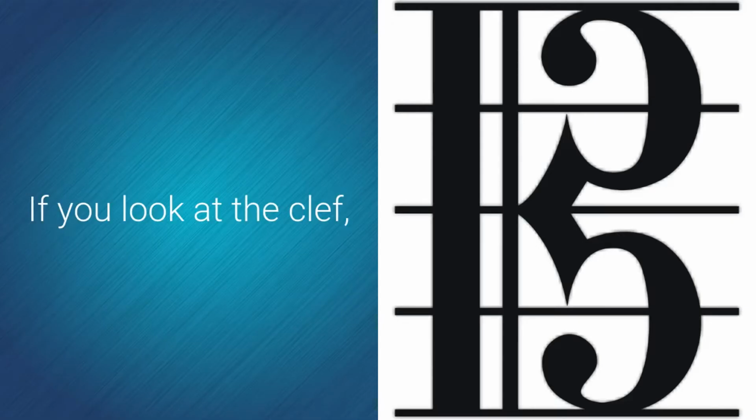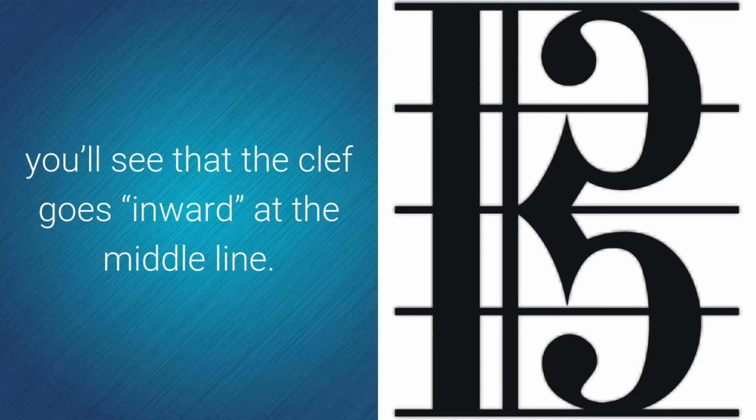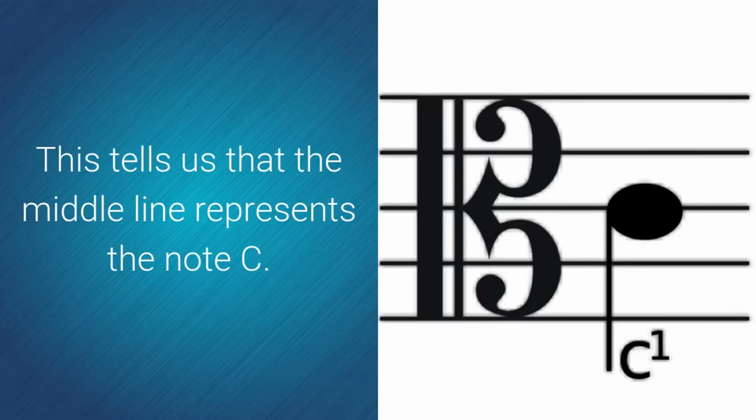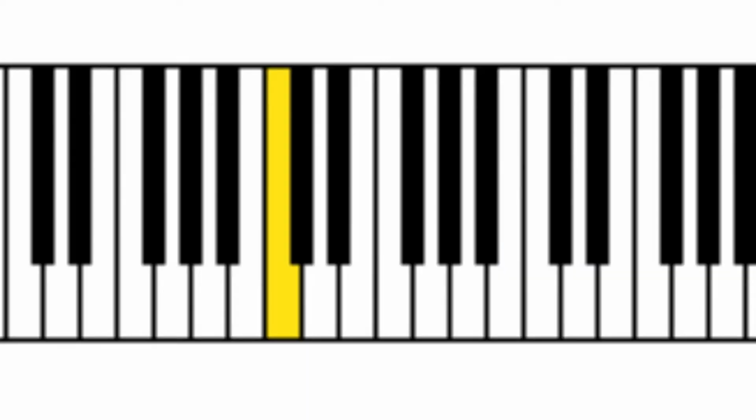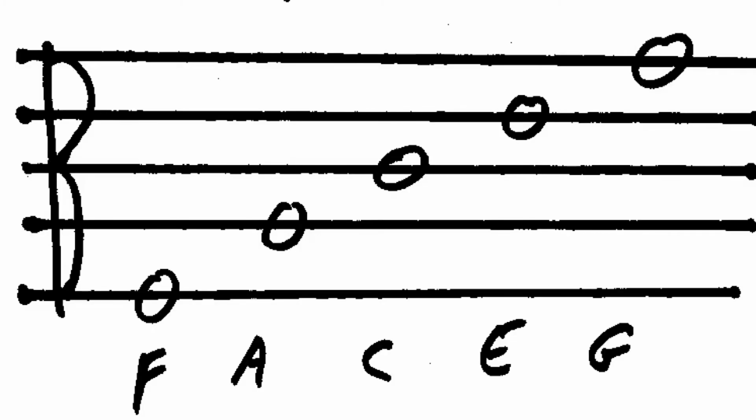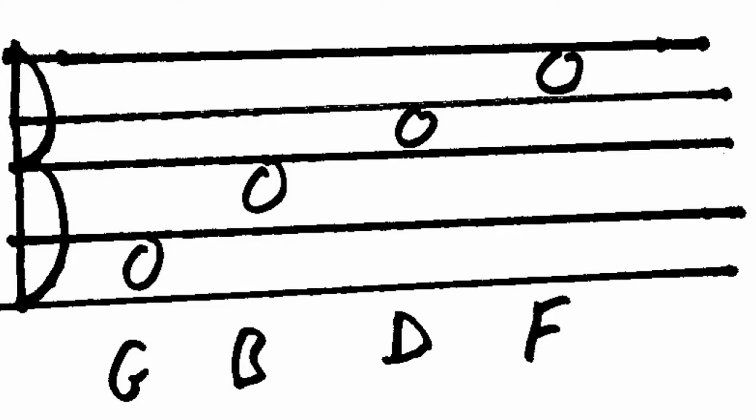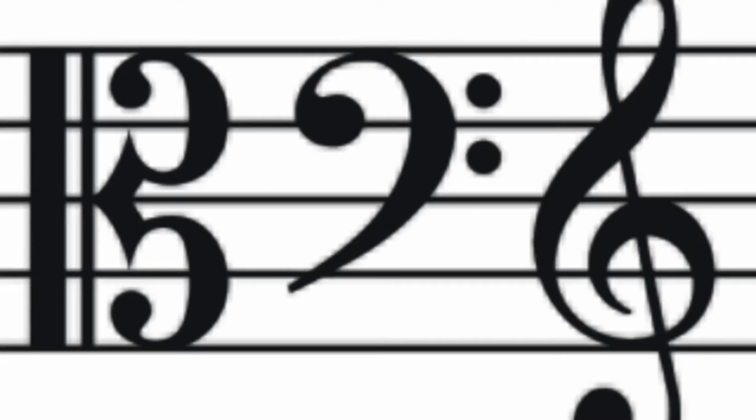If you look at the clef, you'll see that the clef goes inward at the middle line. This tells us that the middle line represents the note C. This C is important because it is called middle C on the piano. It is found in the middle of the keyboard. Lines from the bottom up are F, A, C, E, G, or face G as a mnemonic. Spaces from the bottom are G, B, D, F. Good boys do fine.